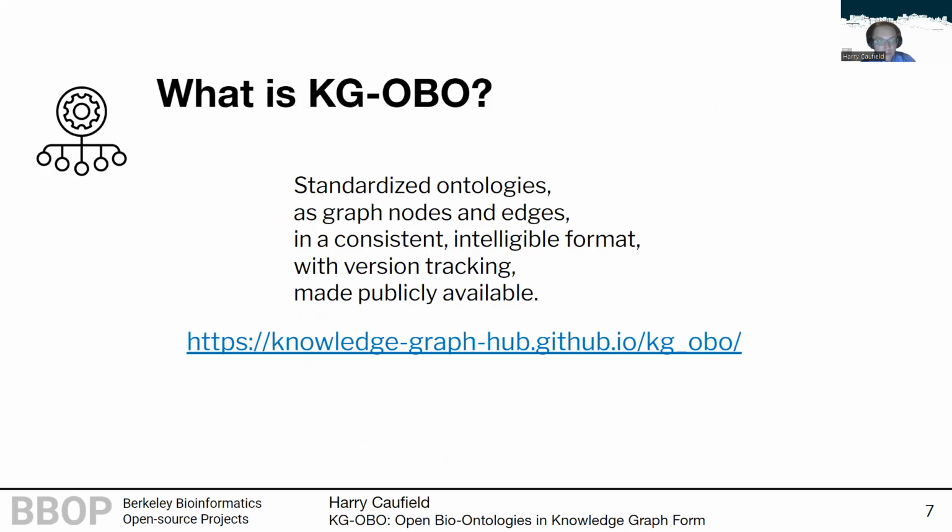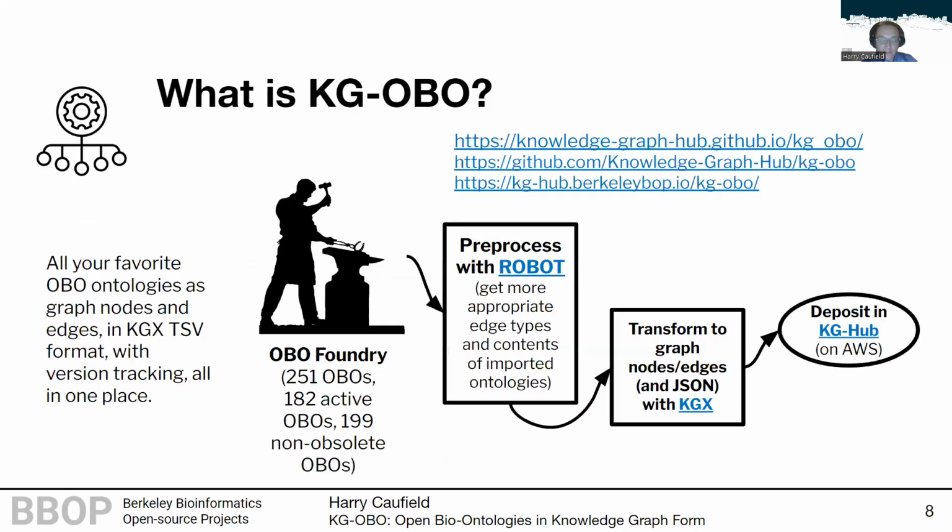So what's KG-OBO? Well, it's standardized ontologies as graph nodes and edges in a consistent, intelligible format with version tracking and, most importantly, made publicly available. It's open. So you can visit it at this address here. It's part of our Knowledge Graph Hub or KG Hub project.